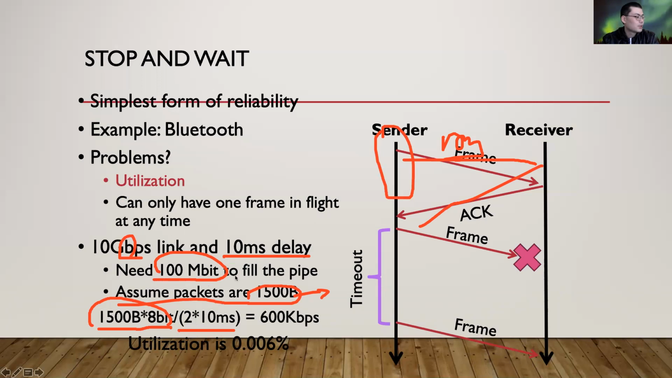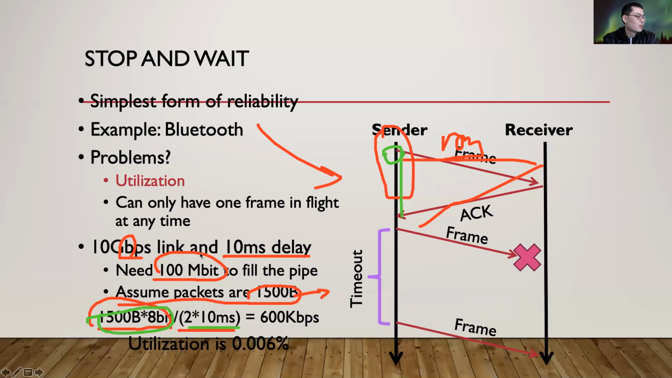So if you think about what your speed of putting things onto this line is on average, it's just one packet. You put one packet here with so many bits. You throw one packet here and you wait for 20 milliseconds.